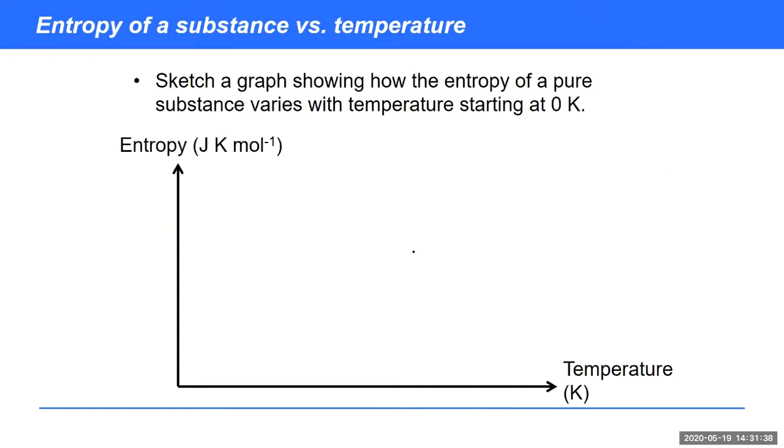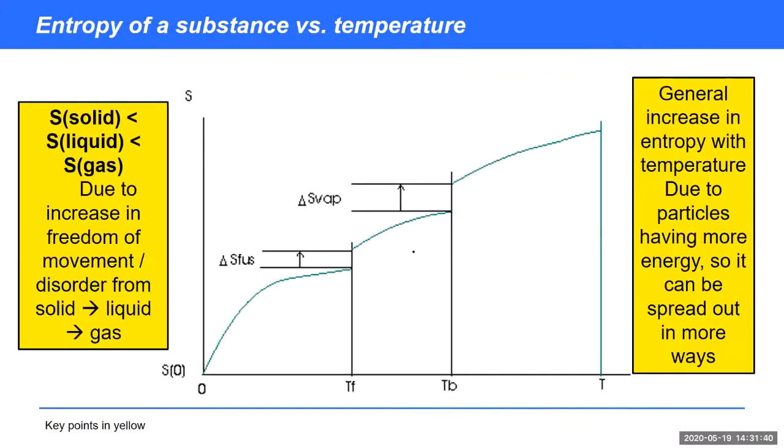So if I show you a graph here of entropy versus temperature, it shows us two striking things, and I'll take them in turn. So firstly, there is a general increase in entropy with temperature. That's the first point to note about this graph. So if particles have more energy at higher temperatures, it's going to be spread out in more ways. And so we get this general increase in entropy.